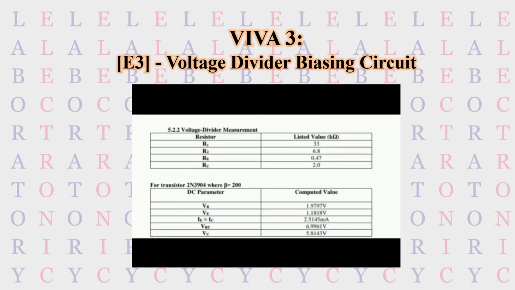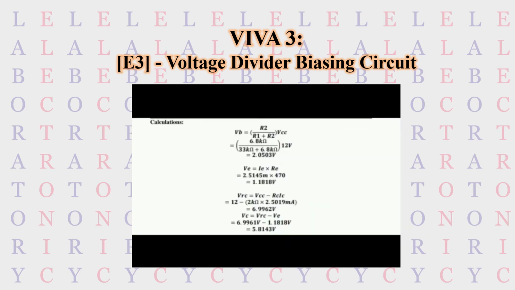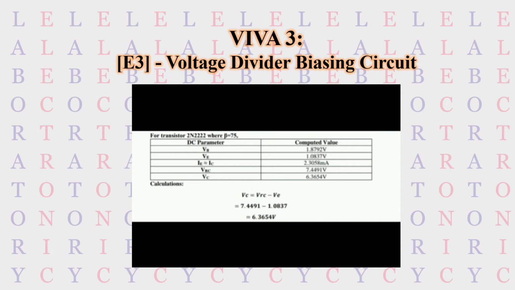This is the result of the voltage divider measurement with a different value of resistor for transistor 2N3904 where beta is equal to 200. Thus, with the computed value we got, we can calculate the value for VC, which is 5.8143 volts. And lastly, the result of the voltage divider measurement for transistor 2N2222 where beta is equal to 75. With the computed value that we got, we can get the value for VC, which is 6.3654 volts.